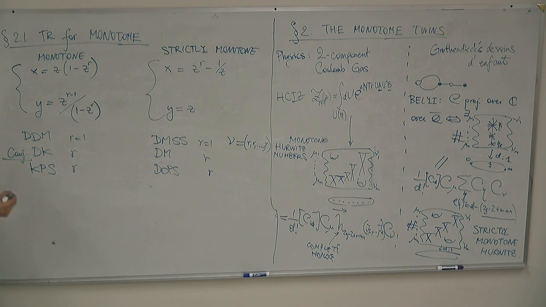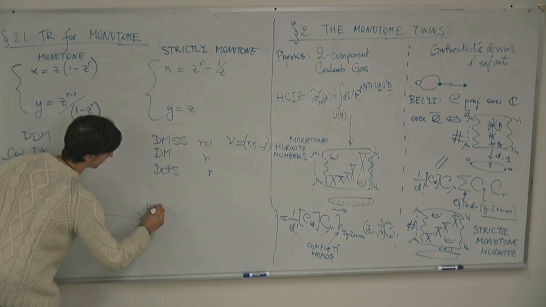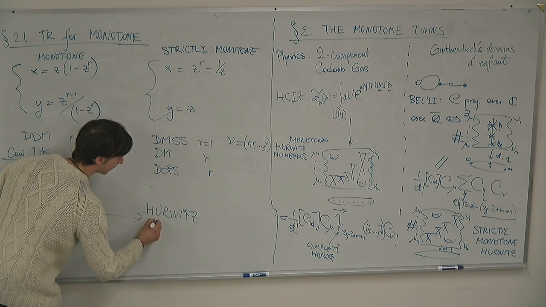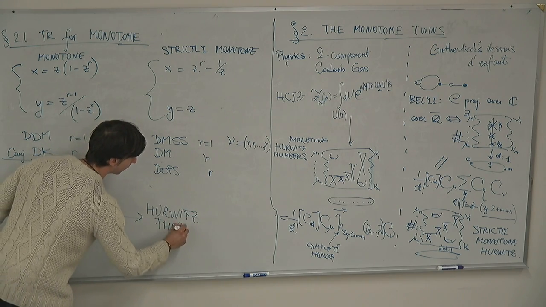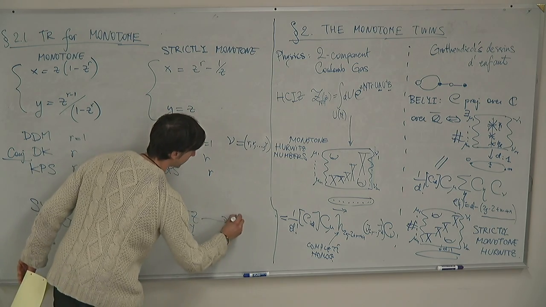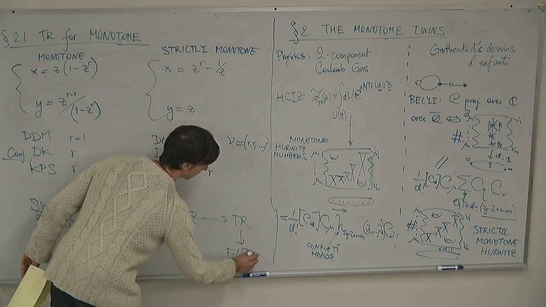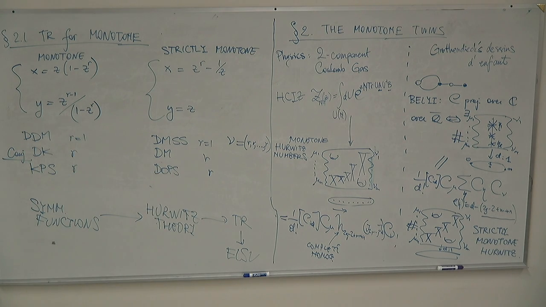So somehow, what I wanted to say until here is that we can embed the theory of symmetric functions, because these are two different bases for symmetric functions, inside Hurwitz theory. We can make enumerative geometry in Hurwitz theory, and then we can look at topological recursion, and then we can look at the ELSV formula. Now comes the algebraic geometry part.